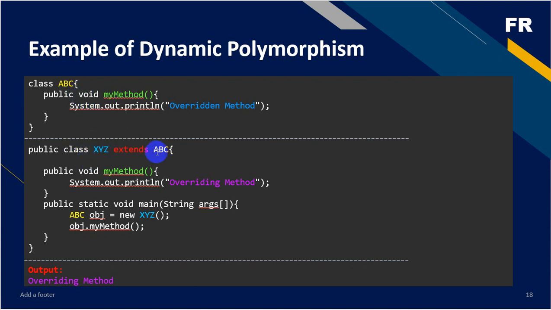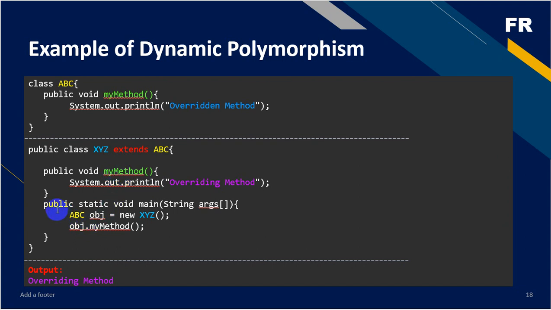So ABC is basically being extended. That is the parent class. So we are extending the class XYZ, right? So there is an inheritance relationship in these two classes. But the important point is that the method, my method and my method, they both are the same. So when the methods are the same in the parent class and the child class, that becomes overriding, right? This is overridden and this is the overriding method, because this method is the overriding method.